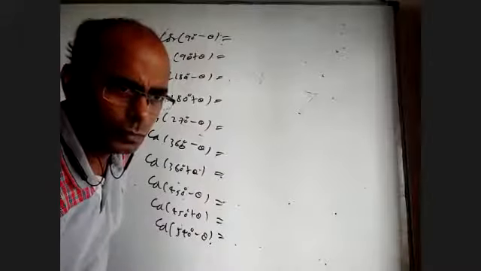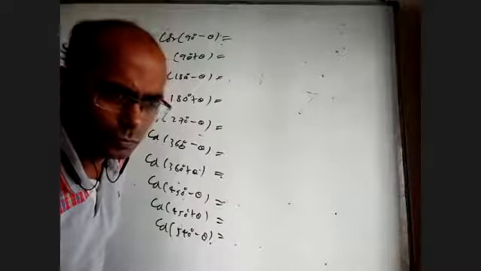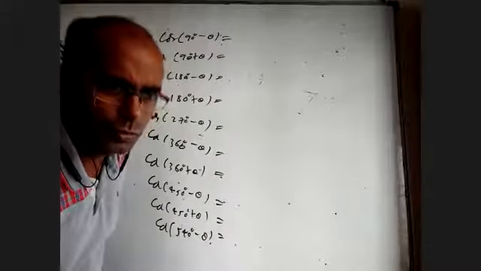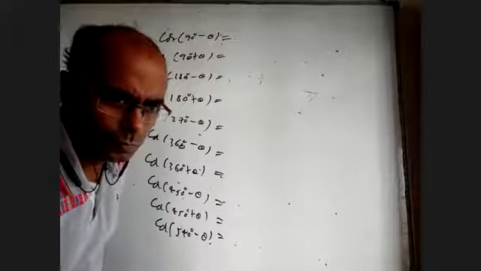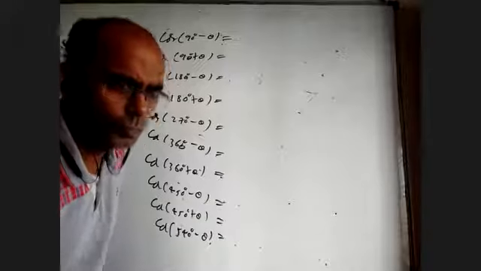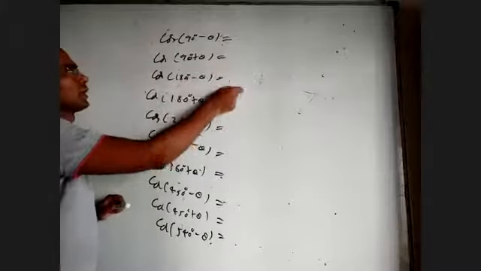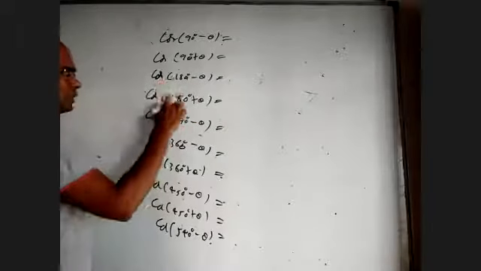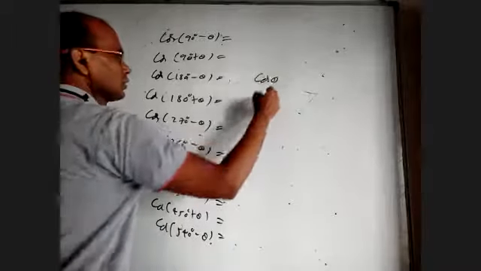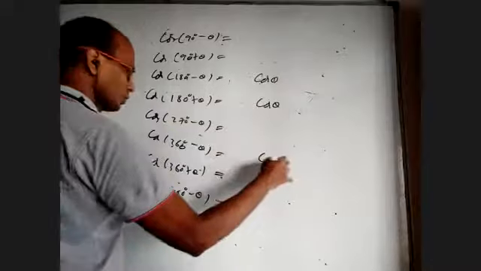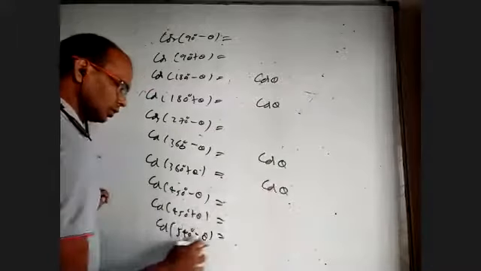Whenever I have an even multiple of 90, cos will remain as cos. Whenever I have an odd multiple of 90, cos will become sine. So here 180 is there, 360 is there, 540, they're all even multiples. So here also cos theta, here also cos theta, here also cos theta, here also cos theta, here also cos theta.